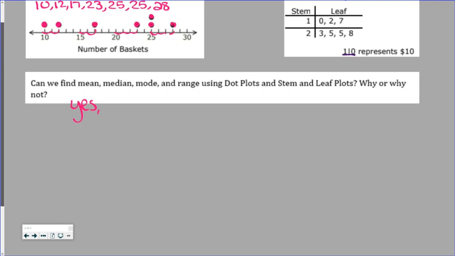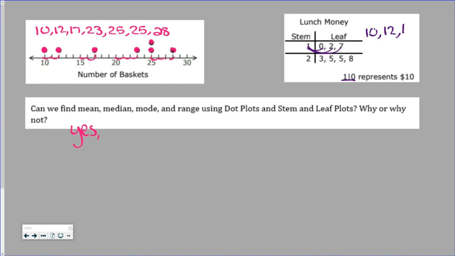Well, if we follow our key, and they tell us that 1 and then the 0 represents $10, we know we have a 10 in our list, we have a 12 in our list, we have a 17 in our list. We go down to our next stem, we have a 23, 2 25s, just like on our dot plot, and then a 28. So we still have a list of numbers. It just is represented a little bit differently.